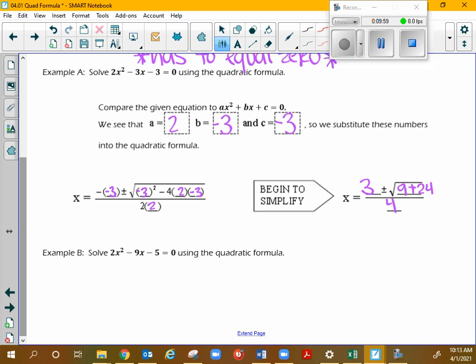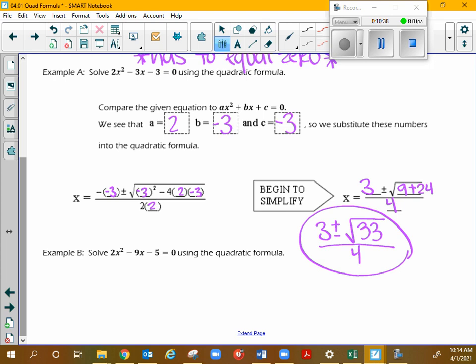All right, so now let's keep simplifying. 9 plus 24, 33. Can I simplify the root of 33? By what? 11 and 3. Are either of those partners? No. So can I simplify it? No. This is my answer. That is a scenario that could not have been factored. If you get an answer with a radical, you could not have factored it.